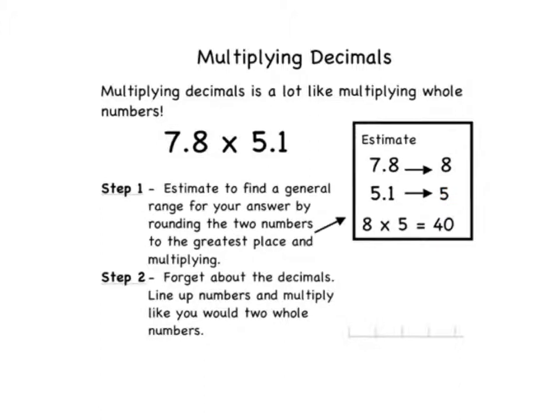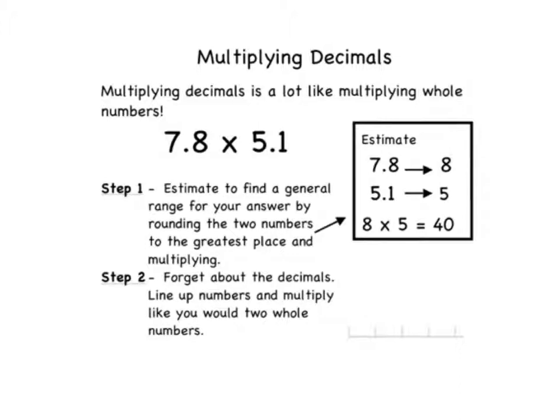If I take those two rounded numbers and multiply them by each other, I'm going to get an estimate of 40. Now, my answer needs to be in the ballpark of 40. That doesn't mean it has to be 39 and 5/10, but it means it has to be a lot closer to 40 than, say, 3,900.